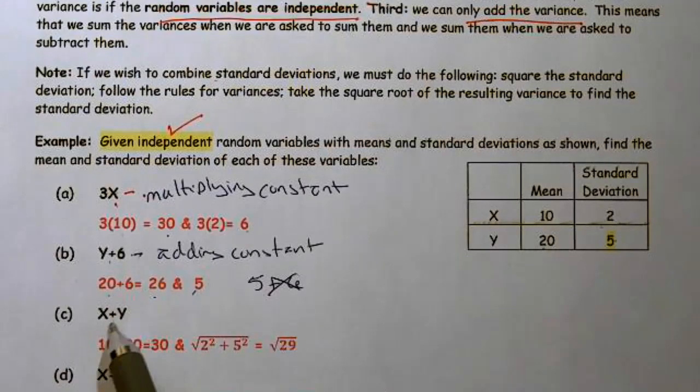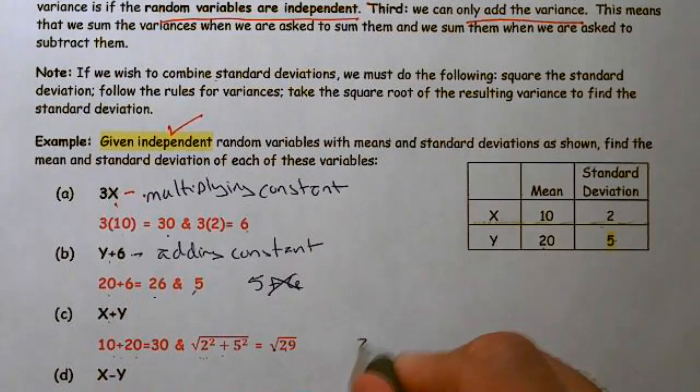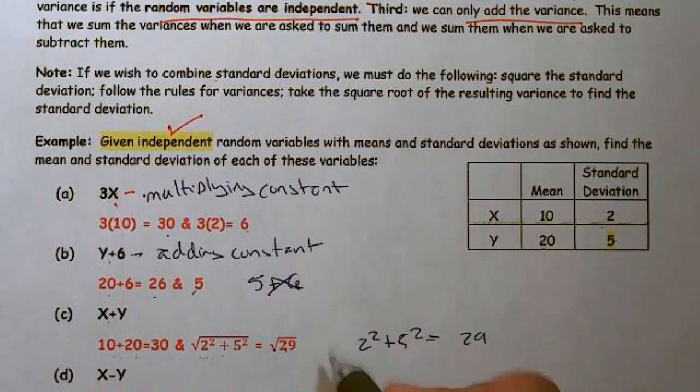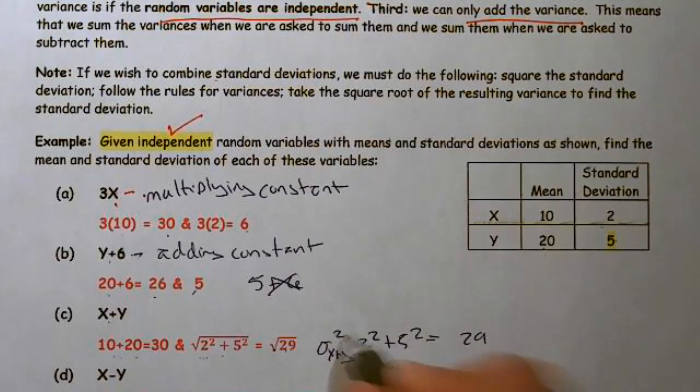All right, so let's try combining two random variables. So we have a mean of 10 and 20, and we can add those directly, and we get 30. The problem is when we get to standard deviation, I have to convert it to a variance by squaring it. So 2 squared plus 5 squared equals 29, and I wanted to keep it as a standard deviation. So basically 2 squared plus 5 squared equals 29, but that's variance. That's the variance of x plus y. And so to take the square root of it gives me the standard deviation.